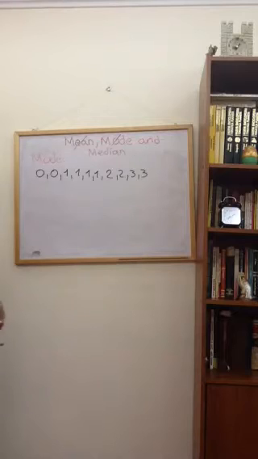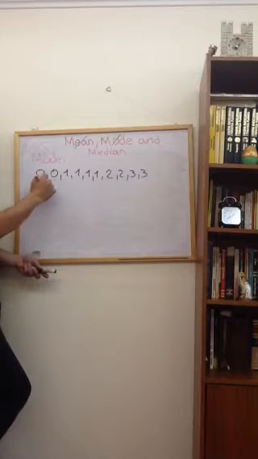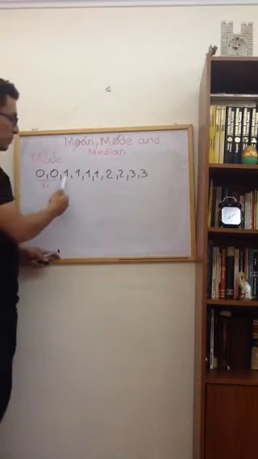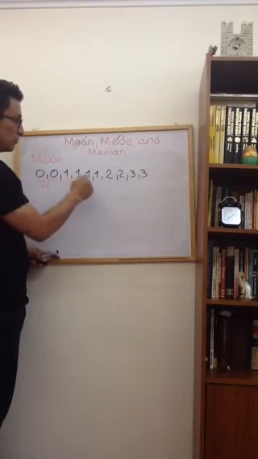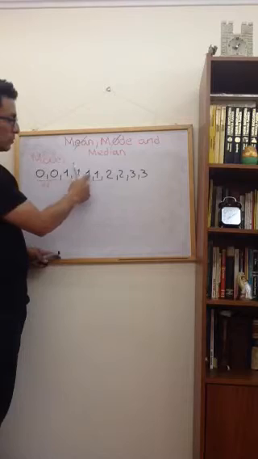So we're going to see which number or numbers repeats more often. So let's begin with 0. How many times do we repeat 0 here? 1, 0, another 0. So this is repeated 2 times. How many times is 1 repeated? 1, 2, 3, 4. So 1 is repeated 4 times.